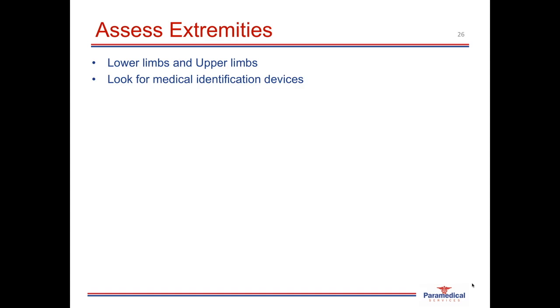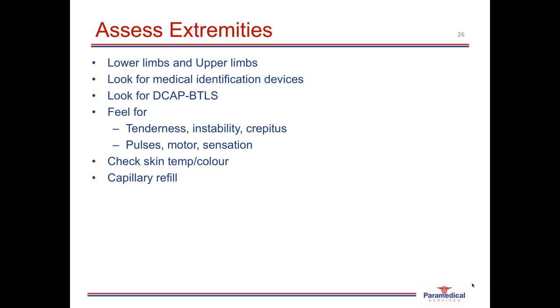Check for any incontinence, and also check for priapism, which could be an indication of a spinal injury in the male patient. When assessing the extremities, carry on moving down the body first and assess the lower extremities, and then move up to the upper extremities before checking the patient's back. Look for any medical identification devices such as a medical alert bracelet or a tattoo, and assess the extremities for DCAP, BTLS, feeling for any tenderness, instability, crepitus.